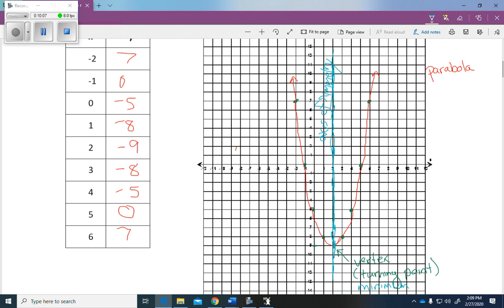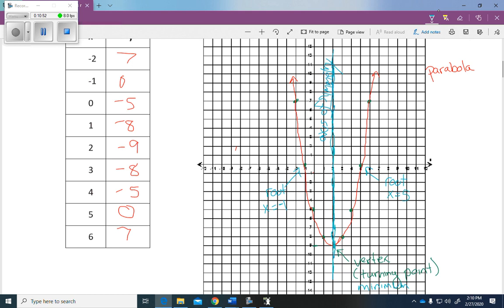When they ask about the roots, the roots are the places where the graph crosses the x-axis. So there are two roots for this function. Lots of quadratic functions have two roots. And actually what we've been doing over the last 2 days when we find what x equals, we were finding the root. So the root on this left-hand side is when x equals -1. And the root on the right-hand side is when x equals 5.